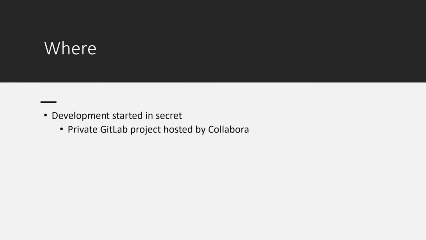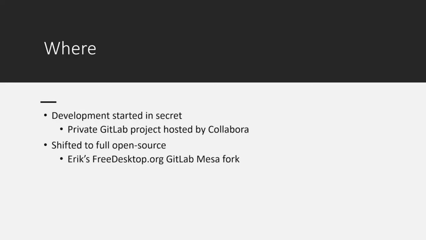So at first, we started this project in secret. We had a private GitLab instance that was hosted by Collabora for us. Within the last maybe 7 months, we shifted to full open source. Eric from Collabora hosted a freedesktop.org GitLab fork of Mesa for us. And all of our development has been happening there ever since. And over the last several months, we've been working on upstreaming as many pieces as we can to the core mainline Mesa repository. And hopefully by the time that this talk is actually being given, we will have our D3D12 driver in mainline Mesa.